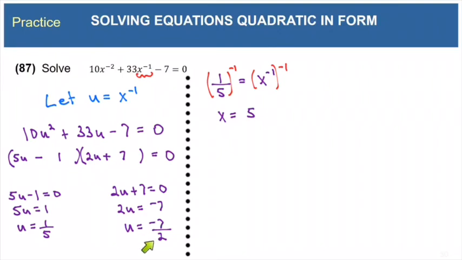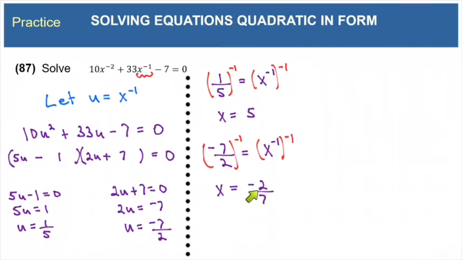And we'll do the same thing with the negative 7 over 2. So negative 7 over 2 equals x to the negative 1. Raise both sides to the negative 1 power, and then we have negative 2/7 equals x. So these are our two solutions, and now let's just check quickly.